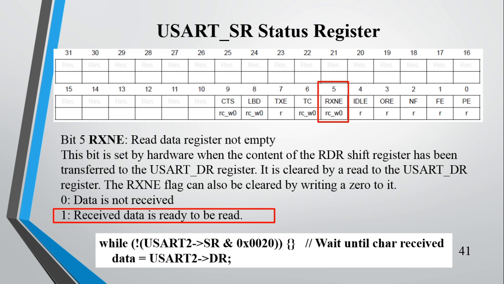If the received data register is full with the data, that means the reception is over. So how will you identify the reception is over? You need to wait until the RXNE bit, that is the received data register not empty, is 1, right? So if it is 1, what does it mean? Received data is ready to be read by the user. That means the reception is over.